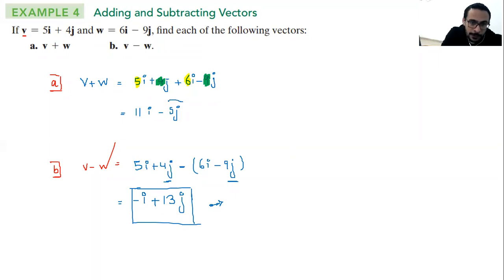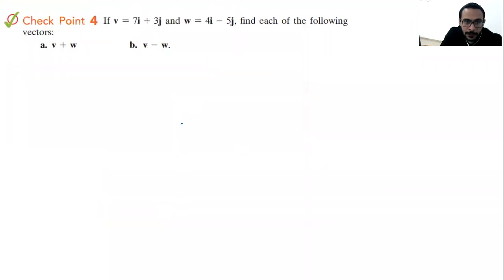Okay, so who can solve the second question? Of course, check point number 4 would be the same idea. Nawaf Muhammad. Mr., can I solve? Okay. V plus W, we add the I and we add the J coordinates. Add directly, add 7. 11I minus 2J.